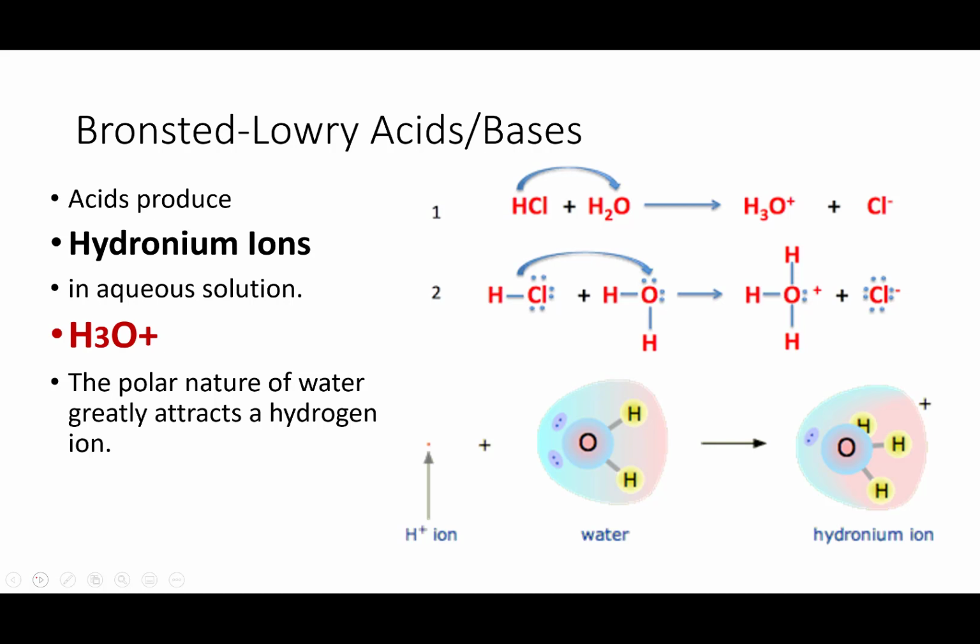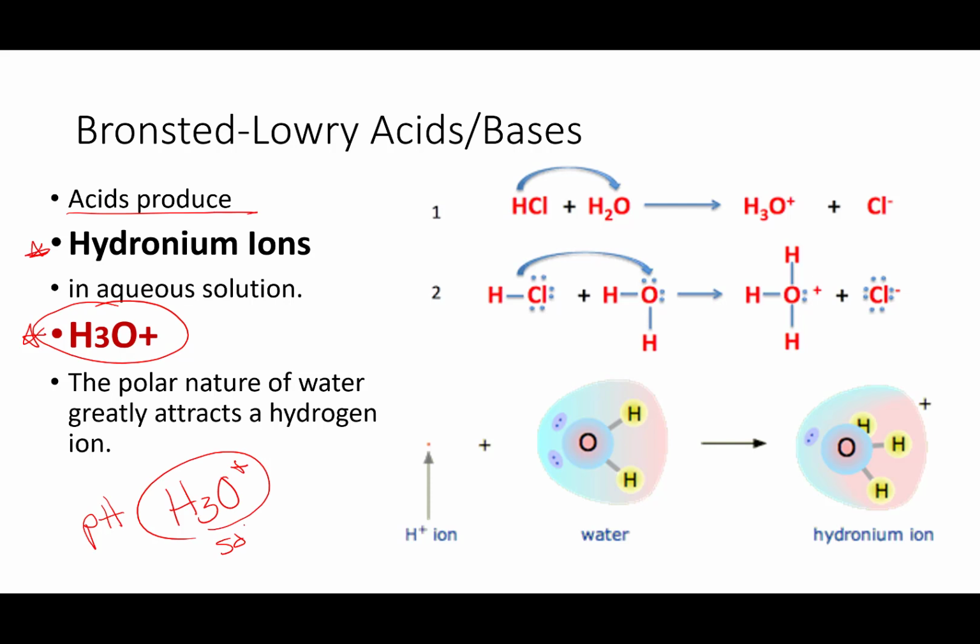Big important idea is this: acids produce hydronium ions. Put a little star by this. It's a big deal. In aqueous solutions, it is hydronium ions that we count. When we get to the point that we start talking about pH, pH is based upon the concentration of hydronium ions in a particular solution. So hydronium ions are a big deal when we start discussing acids and bases.